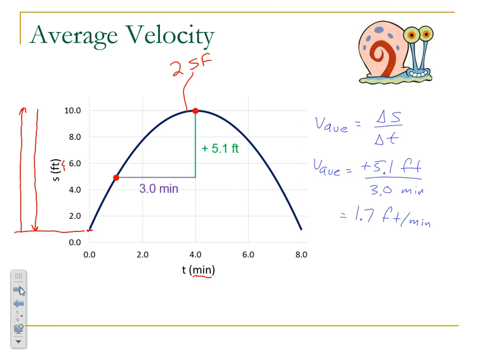And if you look at this line that shows an elapsed time of 3 minutes, and the green line that shows a change in position of positive 5.1 feet, these quantities, in addition to giving us our average velocity, also define the slope of the red line that's drawn here now. So this is the line that connects the points on the curve at the beginning and the ending of our time period. So this average velocity, we could also say, is the slope of that red line that I've drawn there. That slope is 1.7 feet per minute, 5.1 feet divided by 3 minutes.